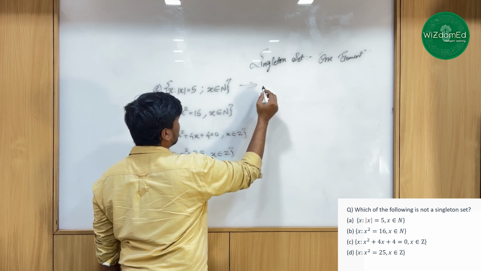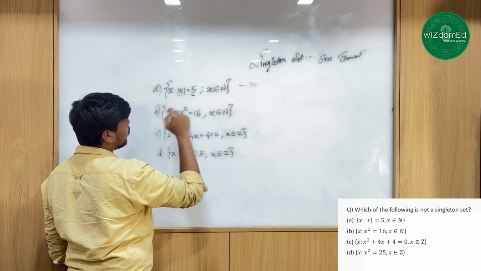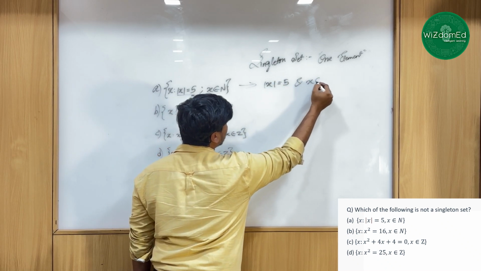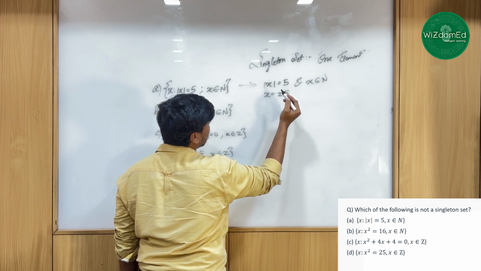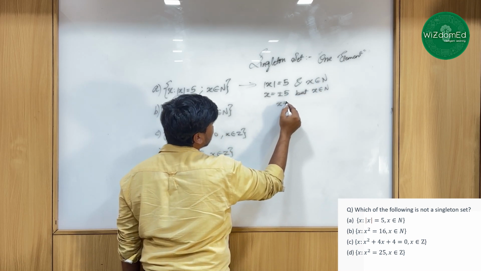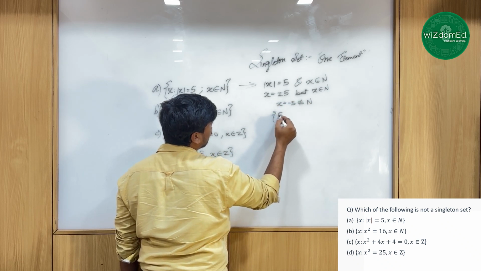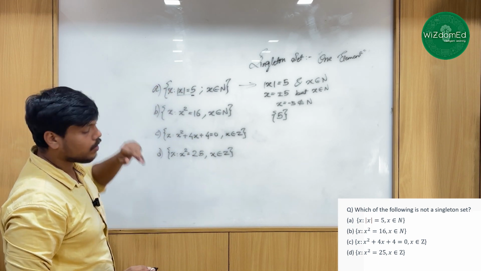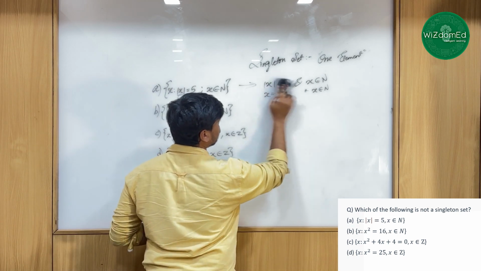If I take a look at this option, I have a condition here: collection of x such that the modulus of x should be equal to 5 and x belongs to natural numbers. If I further solve this condition, what will I get? I'll get x is equal to plus or minus 5. But I also want x which belongs to natural numbers. We know that x is equal to minus 5 does not belong to natural numbers. So the given set will contain only one element, and that would be 5. So by this, we get to know that this option has one element in it, which means that this one is a singleton set.